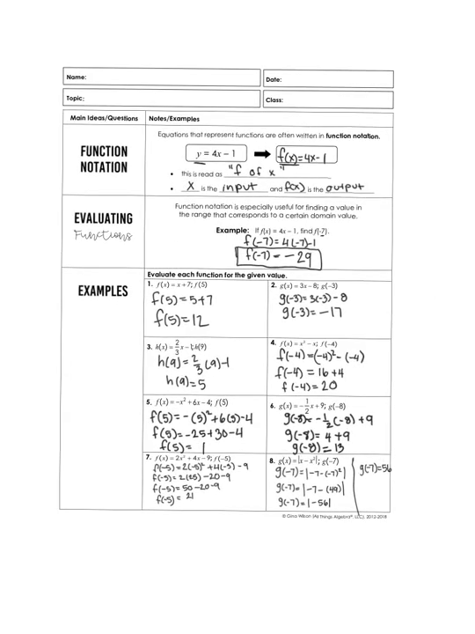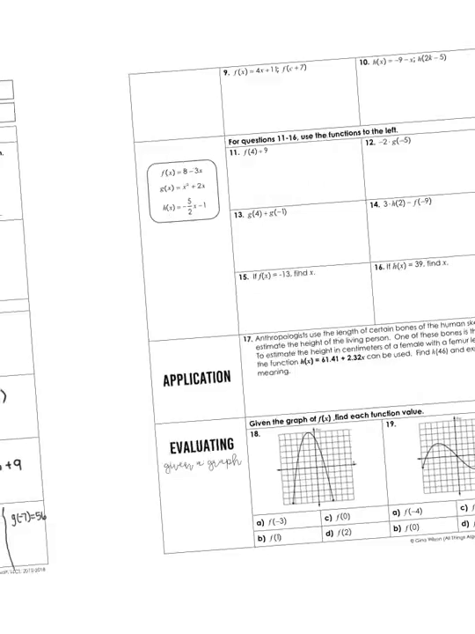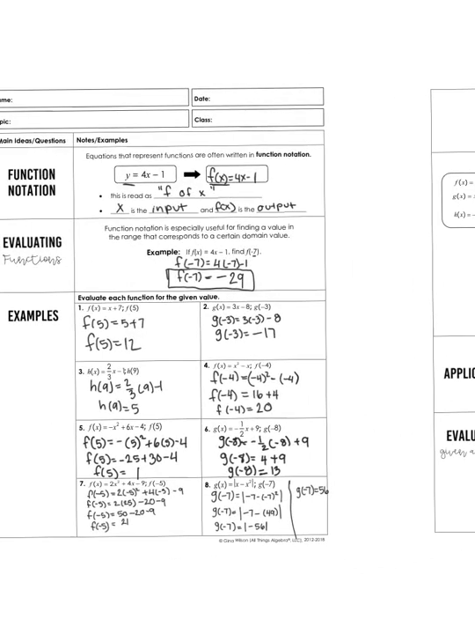So first thing we have to do is plug in the 5 anywhere I see an x. So 5 is my input value. So I have f of 5 equals negative, and then parentheses 5 squared plus 6 times 5 minus 4. So I end up with f of 5 equals negative 25 plus 30 minus 4. And when I simplify that, I end up with f of 5 equals 1.